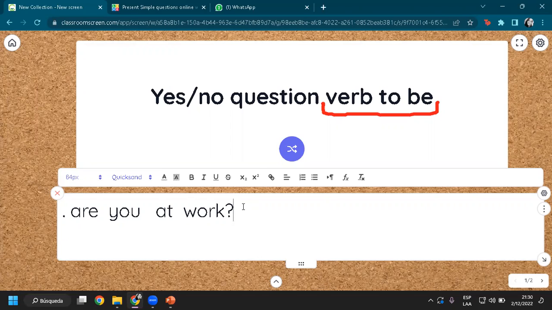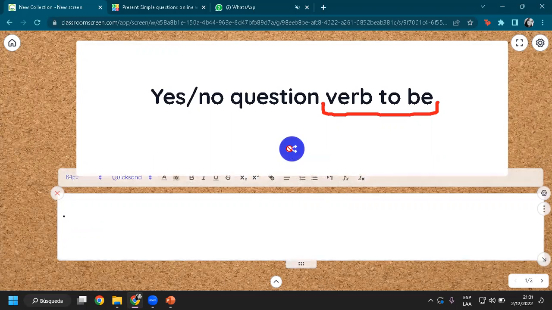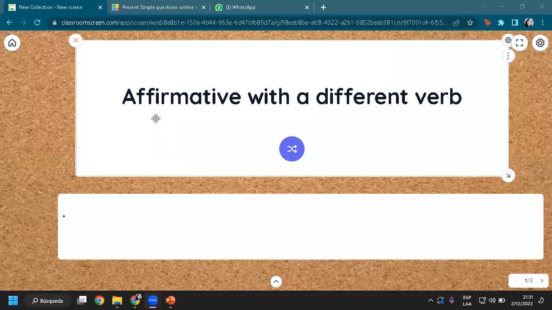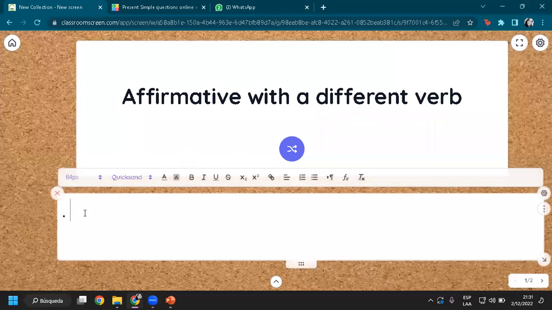Wilson. Okay, let's see. Wilson. Hello, Wilson. Are you there? Ok, Wilson, veamos cuál le va a tocar a usted. Let's see. Affirmative with a different verb. Ok, Wilson, dígame una oración en affirmative que no sea con el verb to be.